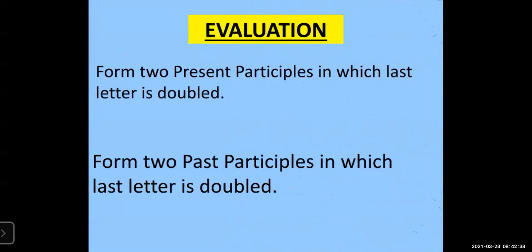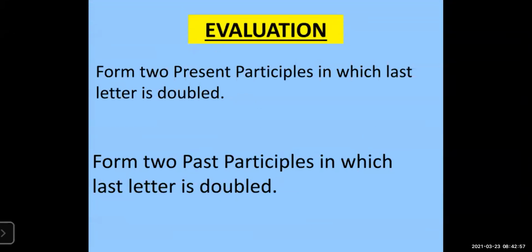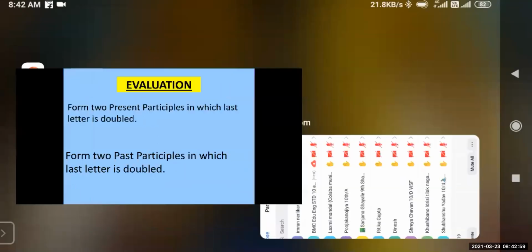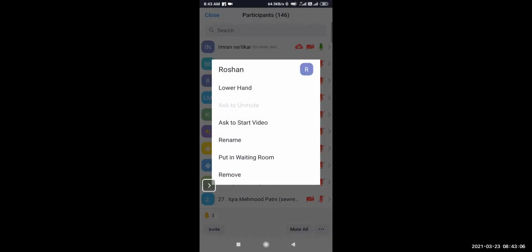Now evaluation. You have to write any two present participles in which the last letter is doubled, and any two past participles in which the last letter is doubled. And you have to tell me. Yes, can you answer? Just raise your hand if you want to answer. Yes, Roshan, I'll unmute you if you want to answer.